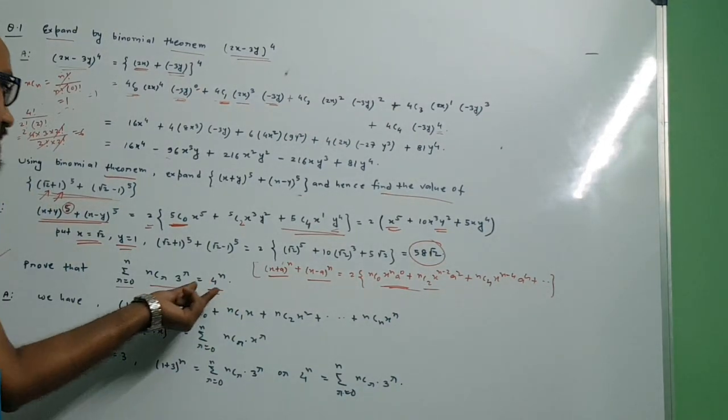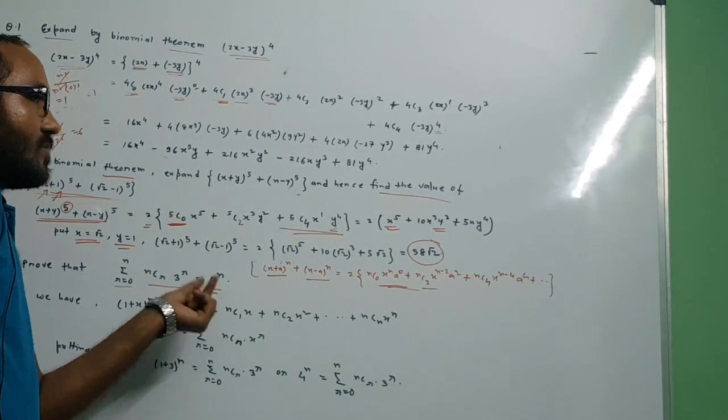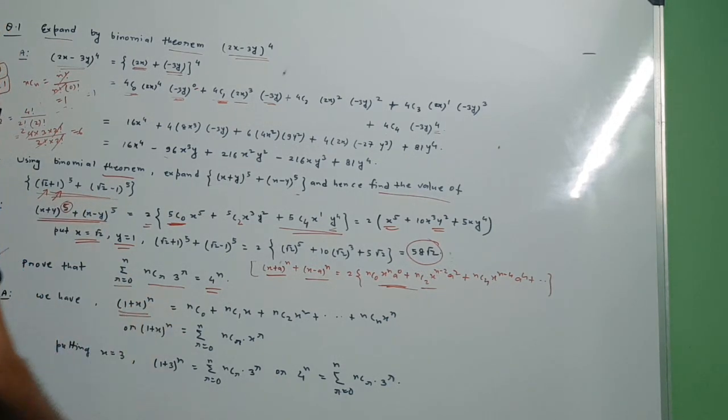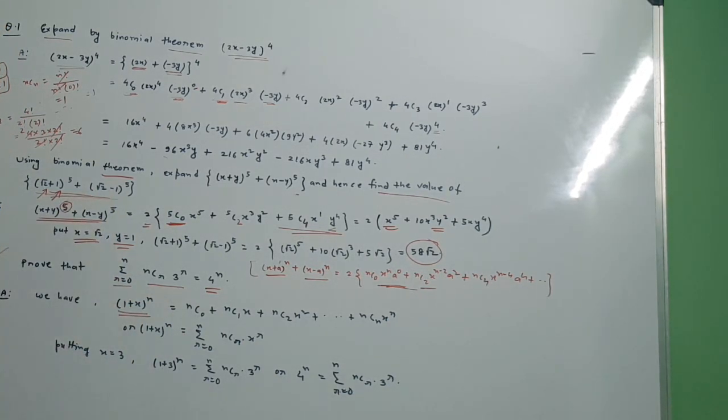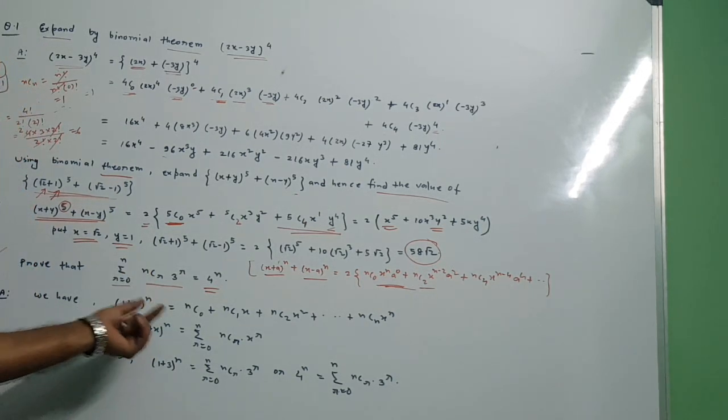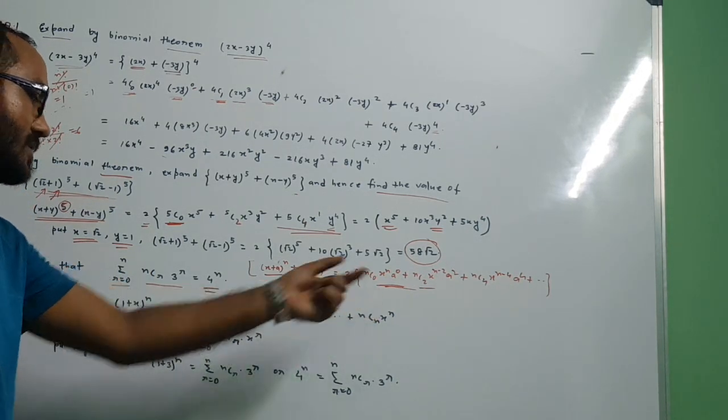See, from the right hand side we can see that it can be written as 1 plus 3. So that is our basic assumption. So our expansion would be the 1 plus x expansion. So 1 plus x, what is the expansion of 1 plus x to the power n? nC0, nC1 x, nC2 x square, right?